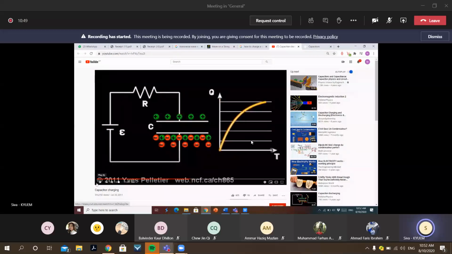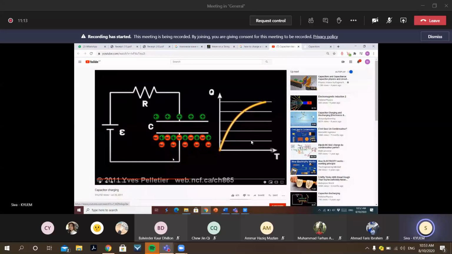Okay, done. So what happened? We have 1, 2, 3, 4 positive charges, and you calculate 1, 2, 3, 4, 5 negative charges. So what happened to all these? This one becomes neutral. This is another way of trying to imagine how the charging process occurs.